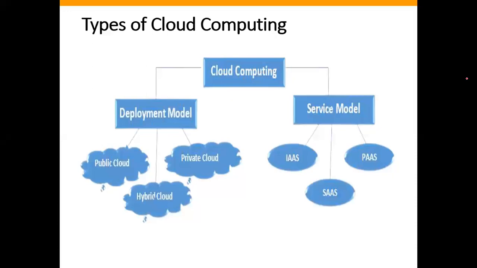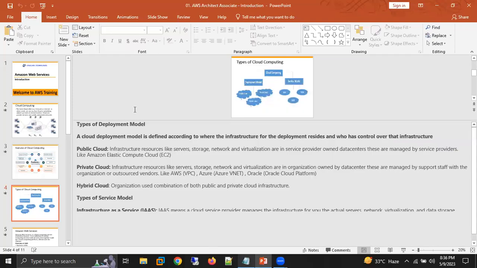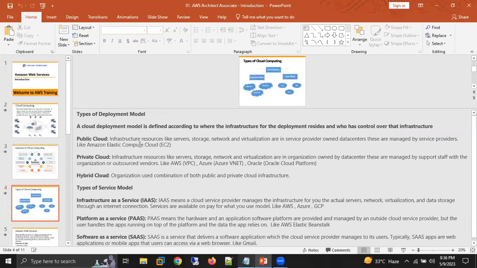Coming to the types of cloud computing. We have two models. One is called the deployment model, the other is called the service model. In deployment models, we have three types: public, private, hybrid. In service models also, we have three types: IaaS, SaaS, PaaS. Now, what are the full forms? Don't worry, we'll discuss that. First, we'll discuss deployment models. In deployment models, as I told you, we have three types: public, private, hybrid.